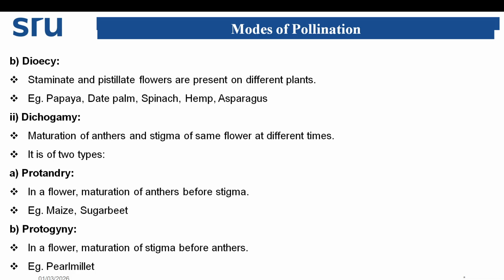As the anther and stigma mature at different times, on the basis of that, dichogamy is of two types. The first one is protandry. That means maturation of anthers before stigma. In this case, examples are maize and sugar beet. The second is protogamy. That means maturation of stigma before anther. An example of protogamy is pearl millet.